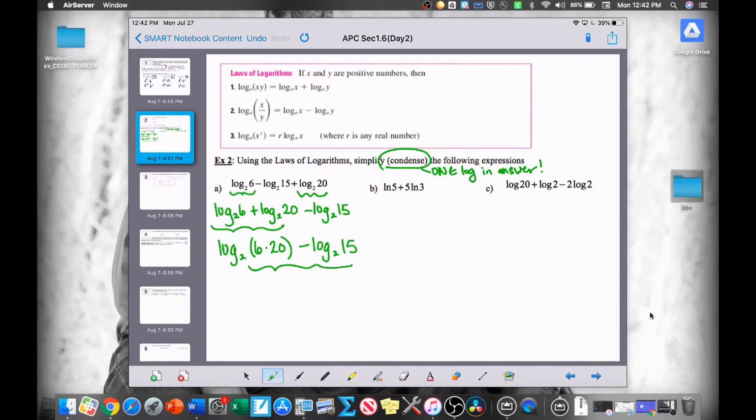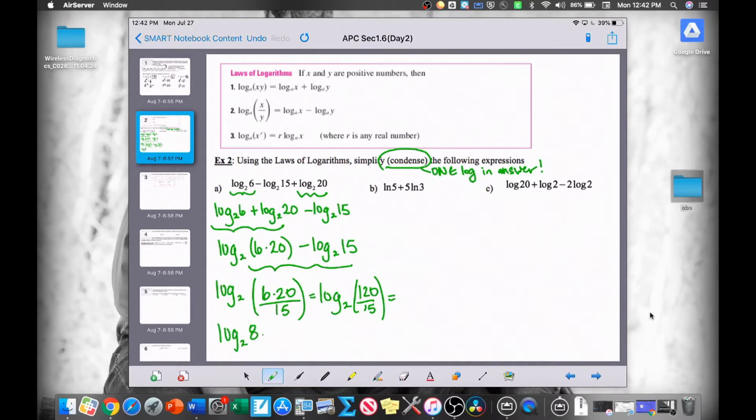And now I'm going to use the second law, which says that subtraction condenses to division. So this is going to become log base 2 of 6 times 20 divided by 15. And then I can simplify this. 6 times 20 is 120, and 120 divided by 15 is 8. So this becomes log base 2 of 8.